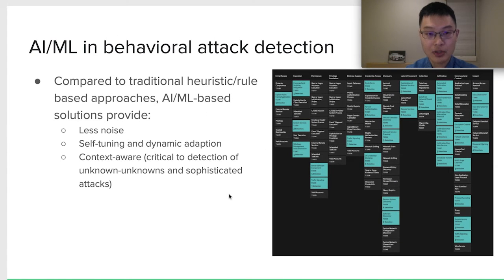AI/ML for behavioral attack detection is actually a very popular application domain. Compared to traditional heuristics and rule-based approaches, AI/ML-based solutions provide significantly less noise and at the same time offer the ability to dynamically adapt to the environment that's being protected. In addition to that, AI/ML solutions are able to leverage operational context, which is critical to the detection of sophisticated attacks or unknown unknowns.